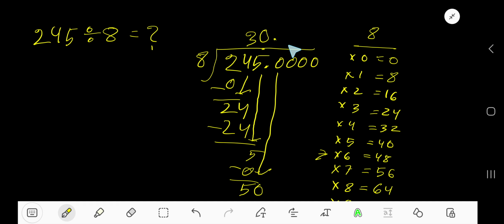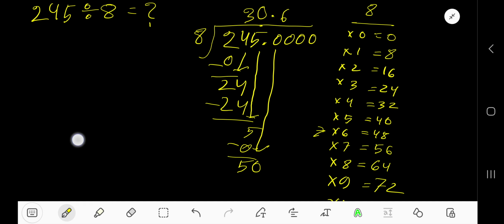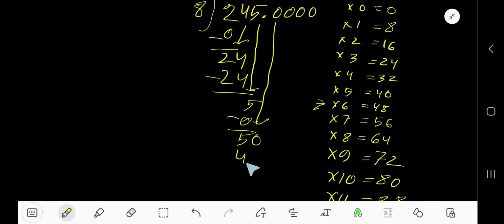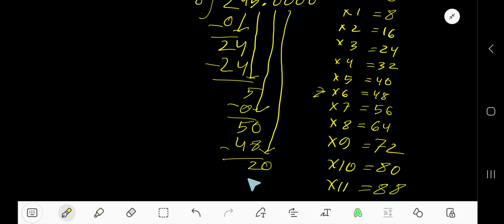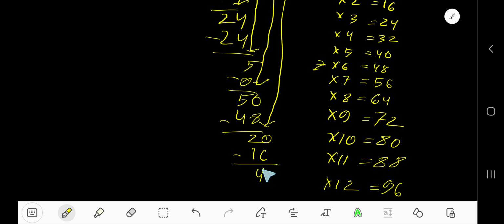But before the 0 there is a decimal. The decimal must come into the quotient directly. So here 6. 6 times 8, 48. Subtract, you are getting 2. Bring down the next 0. So 20. 8 goes into 20 how many times? 2 times, 16. 2 times 8, 16. Now subtract, you are getting 4.